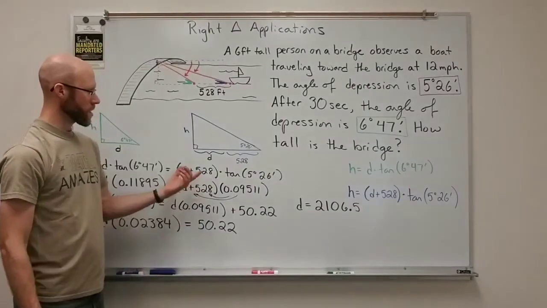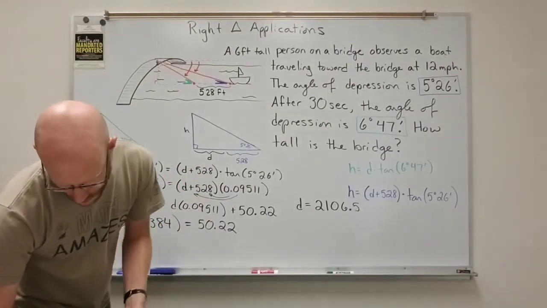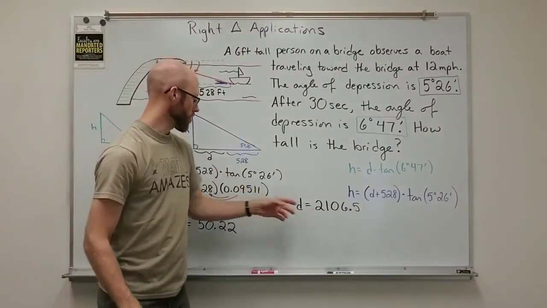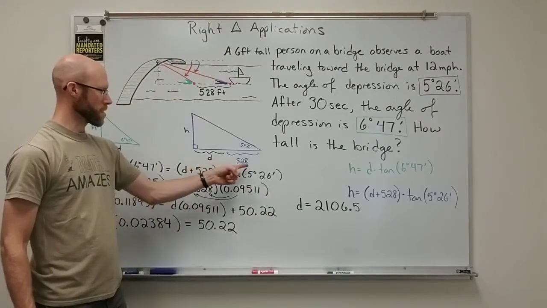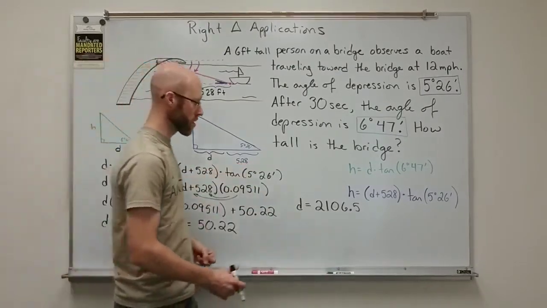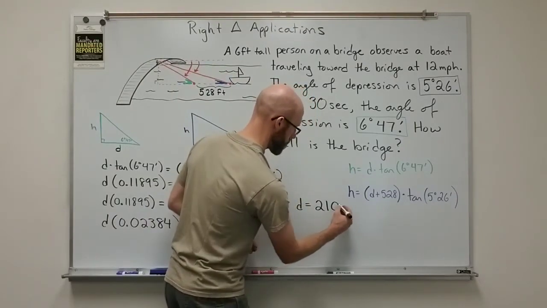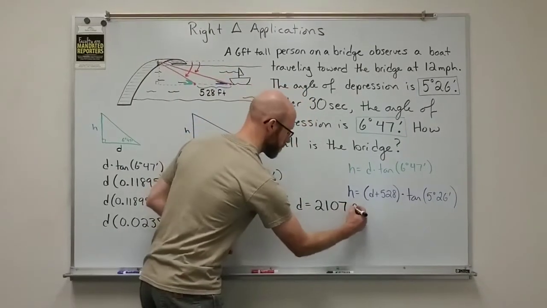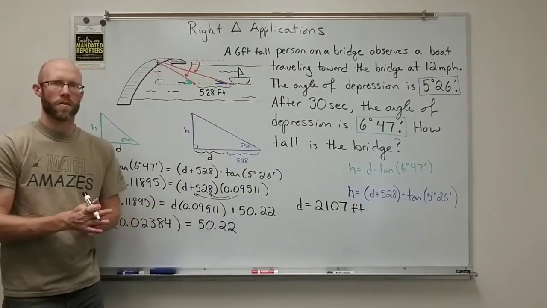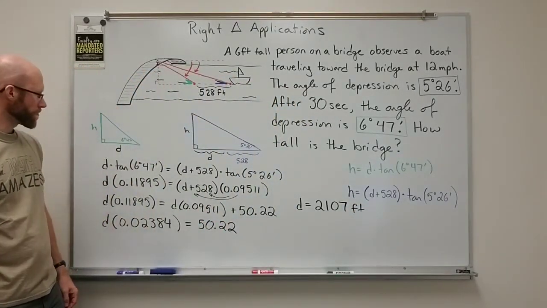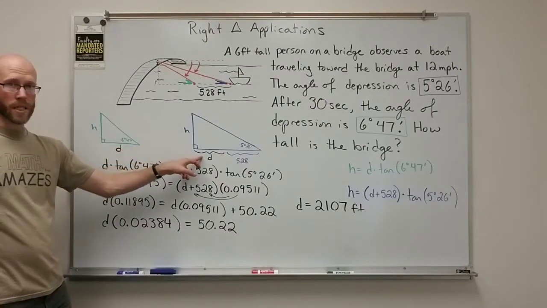Now, I guess I could round that. I'm going to round that off to the nearest foot because that's a distance. I've got everything else rounded to the nearest foot here, so we'll call that 2,107 feet, okay? Pretty close. Okay, so that's my D value.